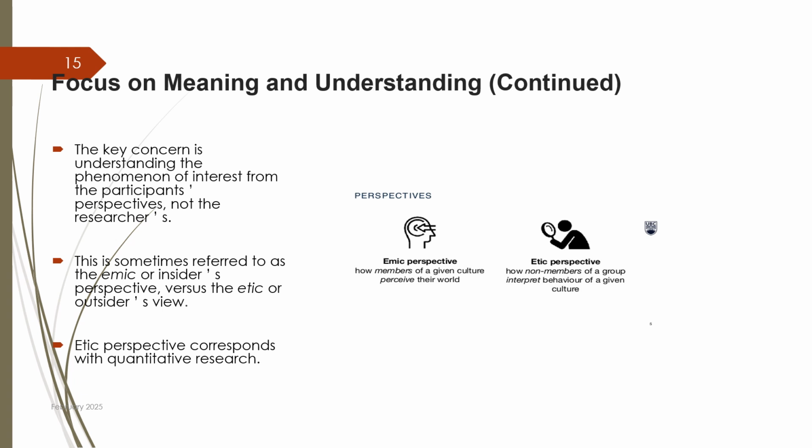So as you can see in the figure here, this is the perspective. Emic perspective means how members of a given culture, let's say members of a given culture, or give it another name, participants, perceive their world. So when you conduct an interview with participants, you are going to understand the emic perspective, the insider's perspective, while the etic perspective is how non-members of a group interpret the behavior of a given culture.